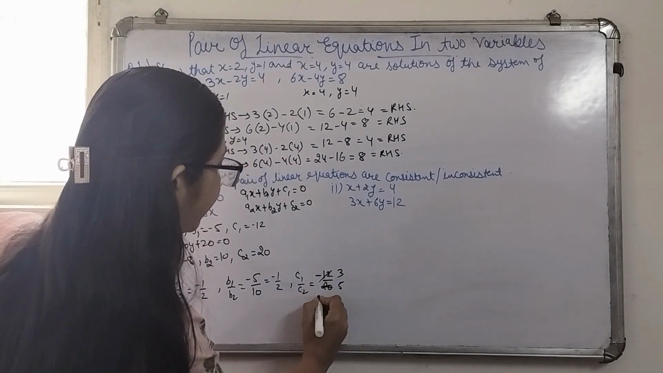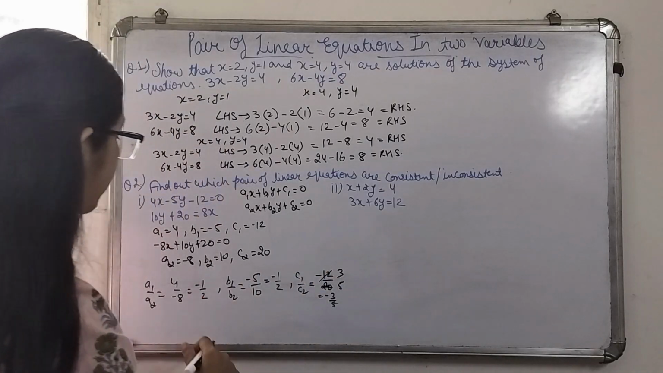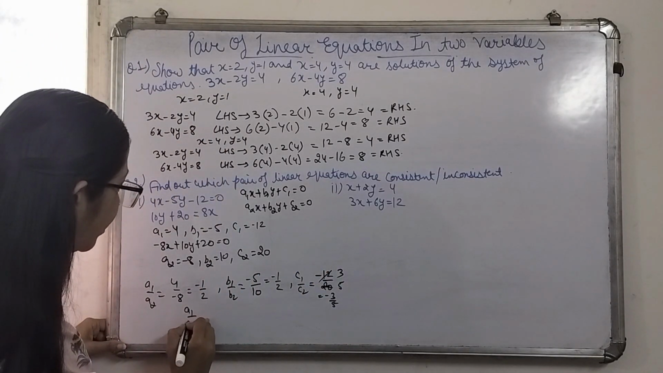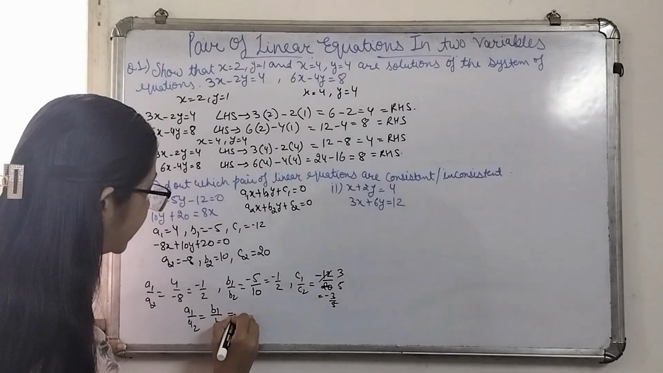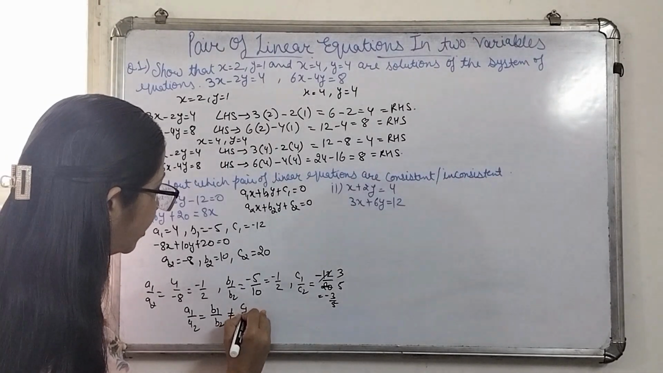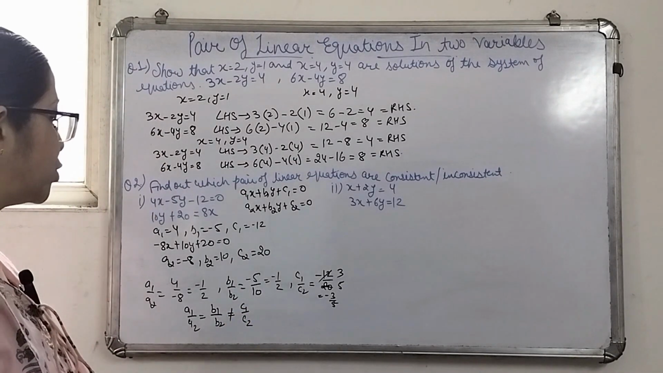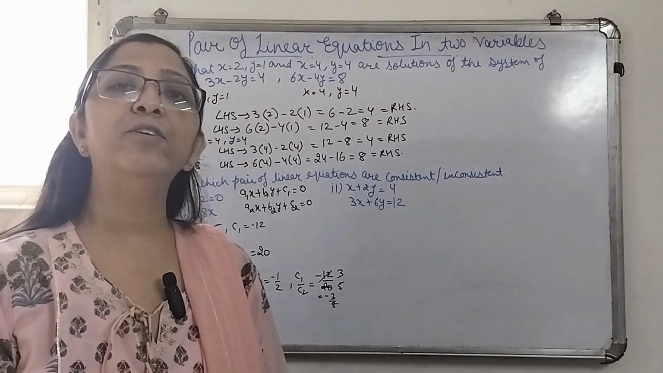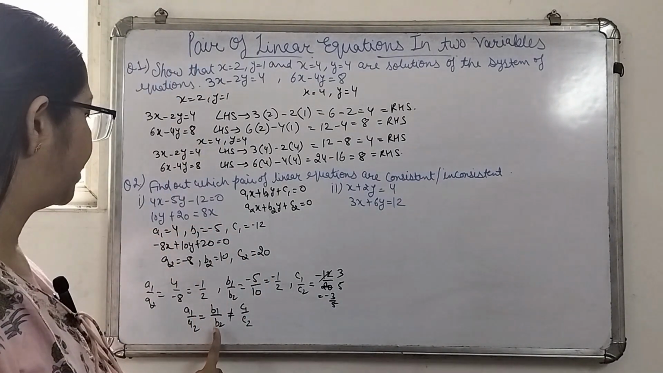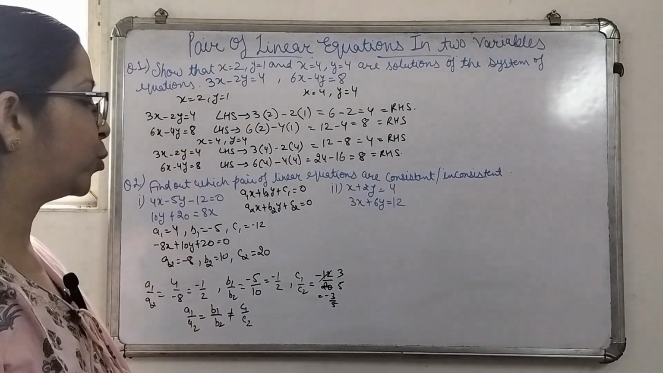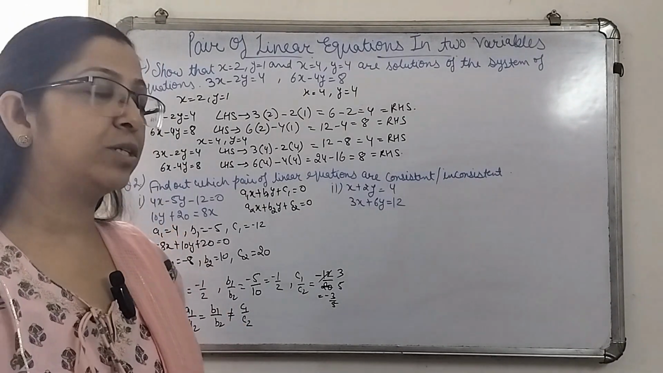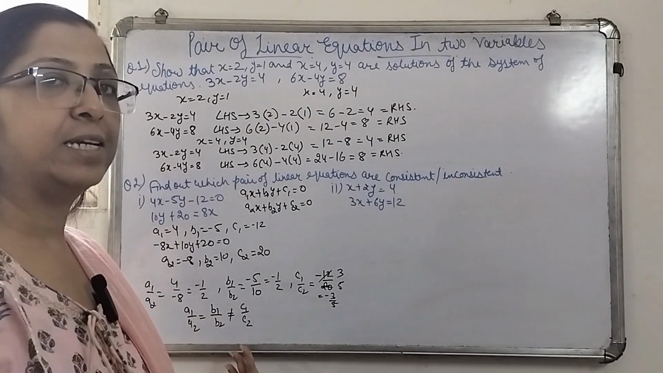That is -3/5. Now we can see that a1 over a2 is equal to b1 over b2, but it is not equal to c1 over c2. Whenever a1 over a2 equals b1 over b2 but is not equal to c1 over c2, we know that these are parallel lines. That means these equations do not have any solution.